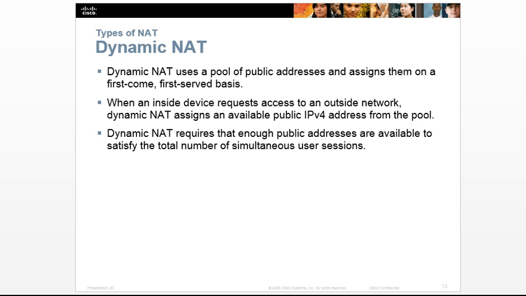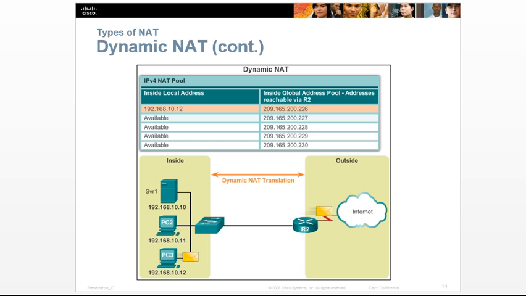So static is useful, but it really doesn't conserve a lot of addresses because there's that one-to-one mapping. Dynamic, on the other hand, uses a pool of public addresses and assigns them on a first-come, first-served basis. When an inside device needs access to an outside network, Dynamic will assign an available IPv4 address out of the pool. Dynamic requires enough public addresses available to satisfy the total number of simultaneous connections. So here's an example of Dynamic, and you see that they're just assigned as they're needed.